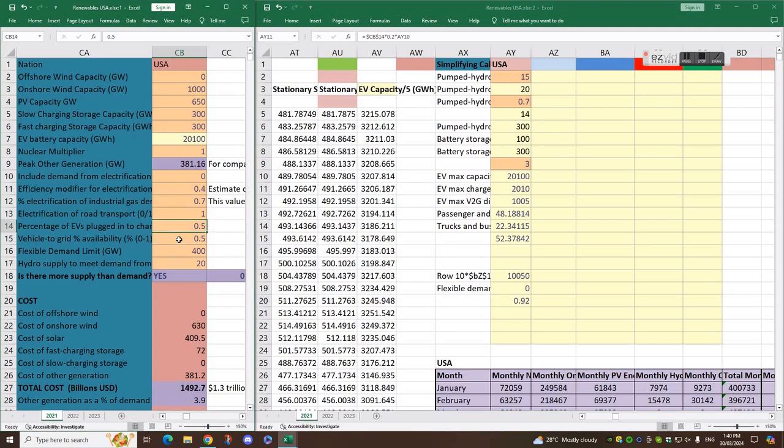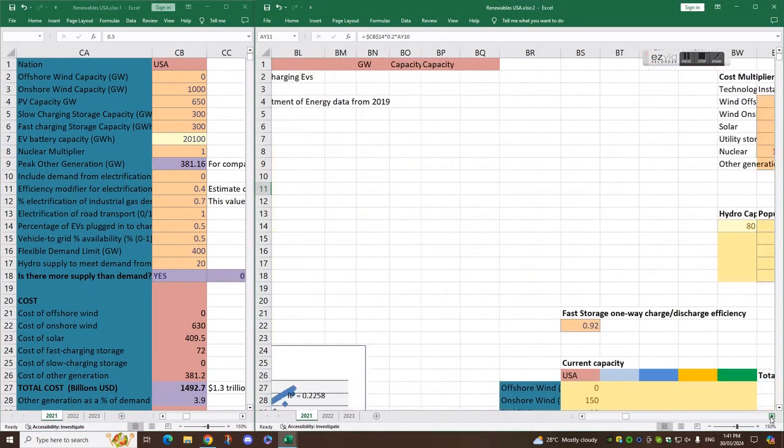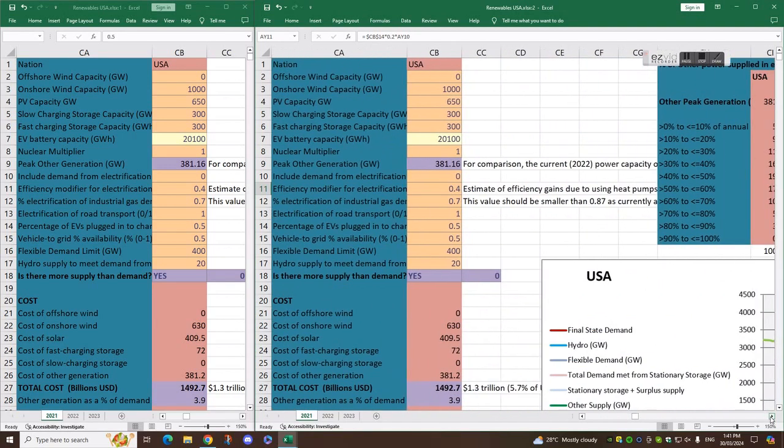Again, these are numbers, these are orange cells, so you can change these numbers and it will change the calculations in the spreadsheet. If you think fewer vehicles will be plugged in for charging on average, less than 50%, you might think 30%, change it to a 0.3. If you think fewer of those plugged in vehicles will be available for vehicle to grid, or available for sending power back to the grid, you can change that value. If you think it's more, change it to something larger than 0.5, any number between 0 and 1. Okay, so that's how the electric vehicles are accounted for in the grid.